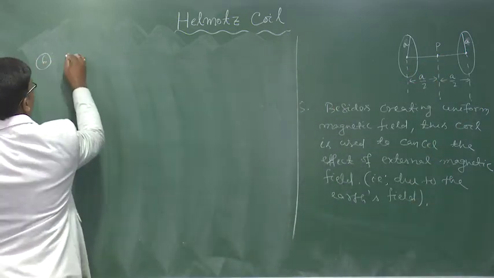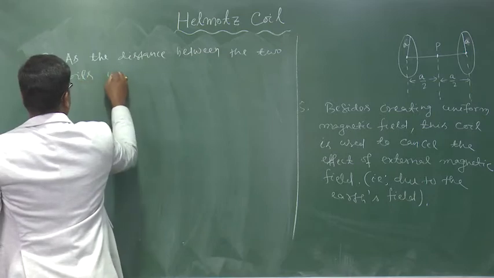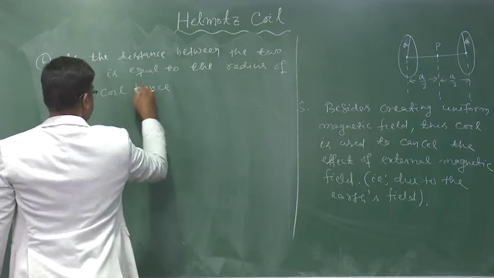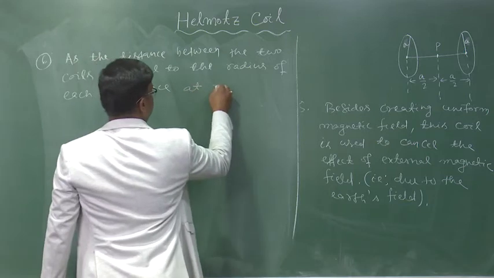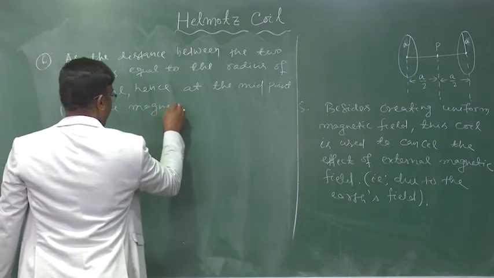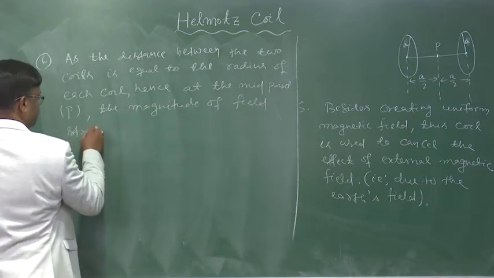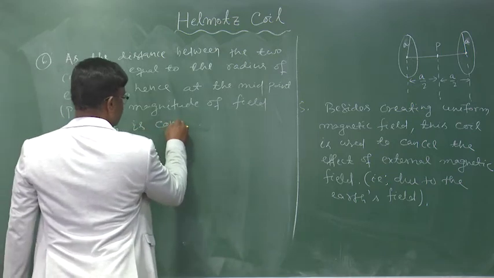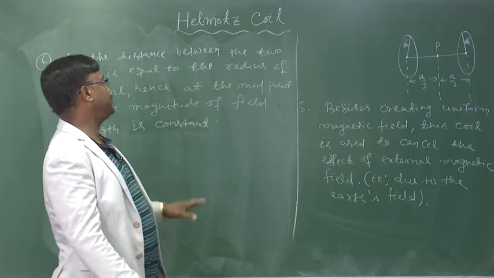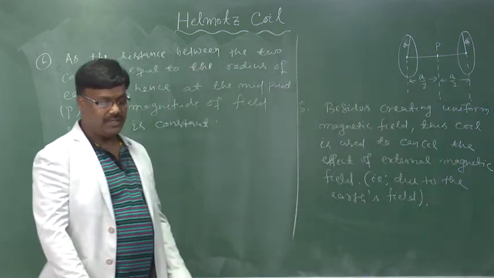That means, as the distance between the two coils is equal to the radius of each circle, hence at the midpoint the magnitude of field strength is constant, because our intention is to produce a uniform field due to the Helmholtz coil, and the condition for producing a uniform or constant field is that the distance should be equal to the radius of each coil.